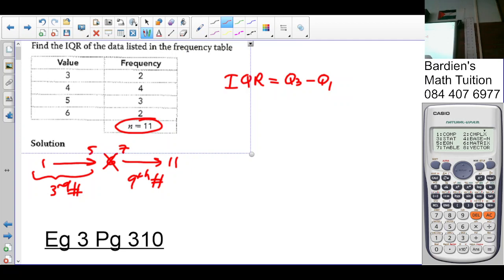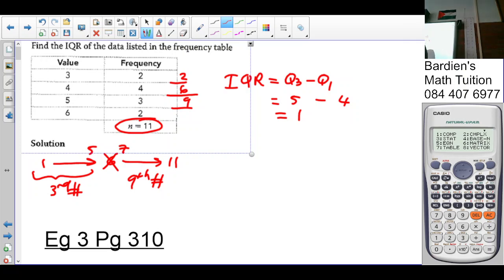So the 3rd entry, at the end of this class are considered 2 people, 2 entries. In other words, from position 3, 4, 5, and 6 is 4. So the lower quartile is going to be 4. Can you see that? Q1 is 4. On this side, entries 7, 8, and 9 is 5. So Q3 is 5. And 5 minus 4, the interquartile range is 1.